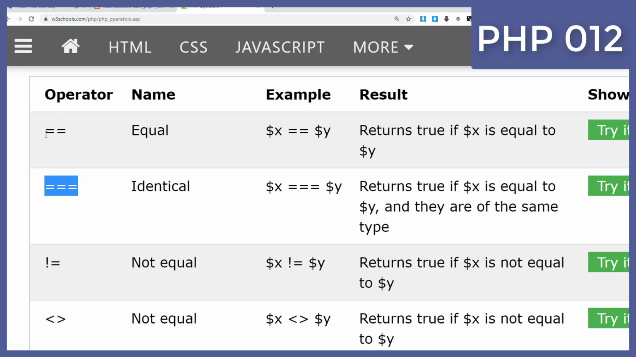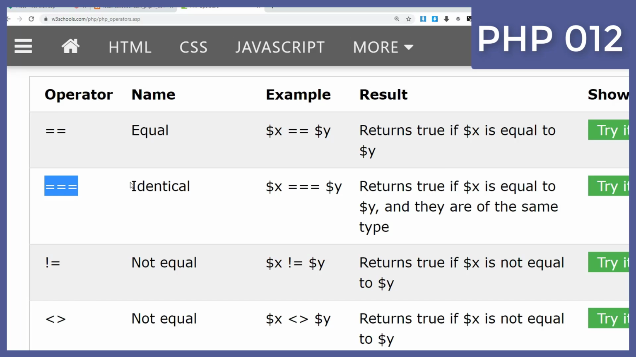So what exactly is the difference between the double equal sign and the three equal sign? The difference between equal and identical. Want to know what is the difference between equal and identical? Remember, for equal it is two equal signs, and for identical we use three equal signs. So let us see what is the difference.